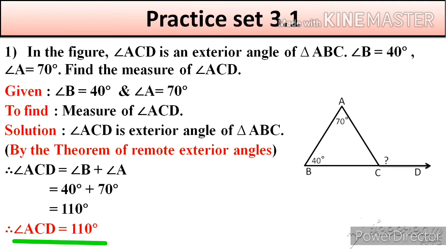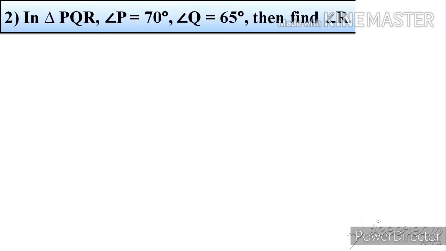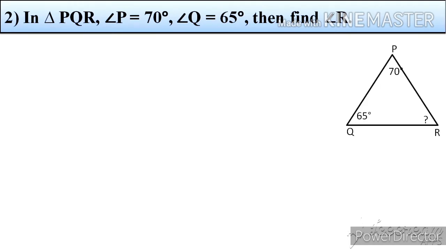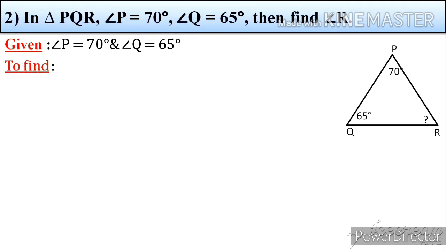Now, our question number 2 is: in triangle PQR, angle P is 70 degrees, angle Q is 65 degrees, then find angle R. So students, first of all we will write the given information. Angle P 70 degrees, angle Q 65 degrees. Here we have to find the measure of angle R.